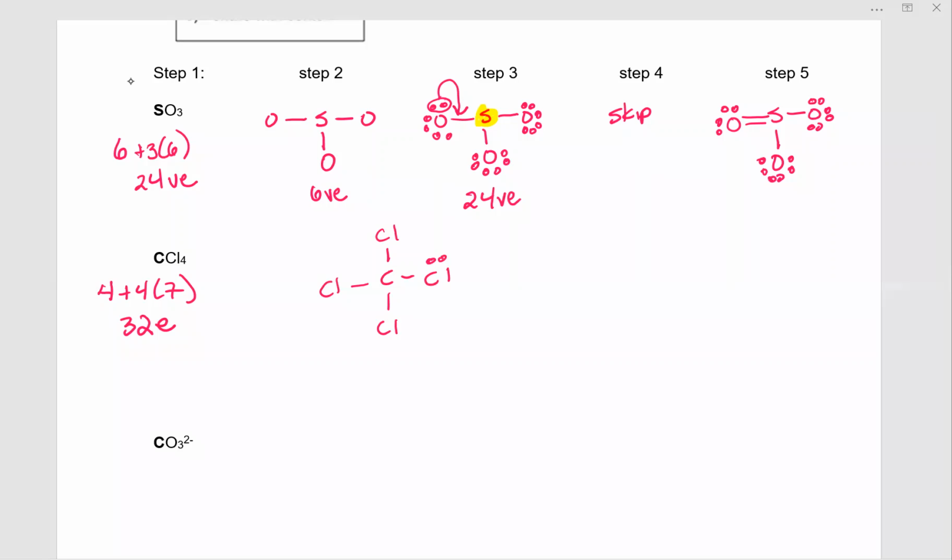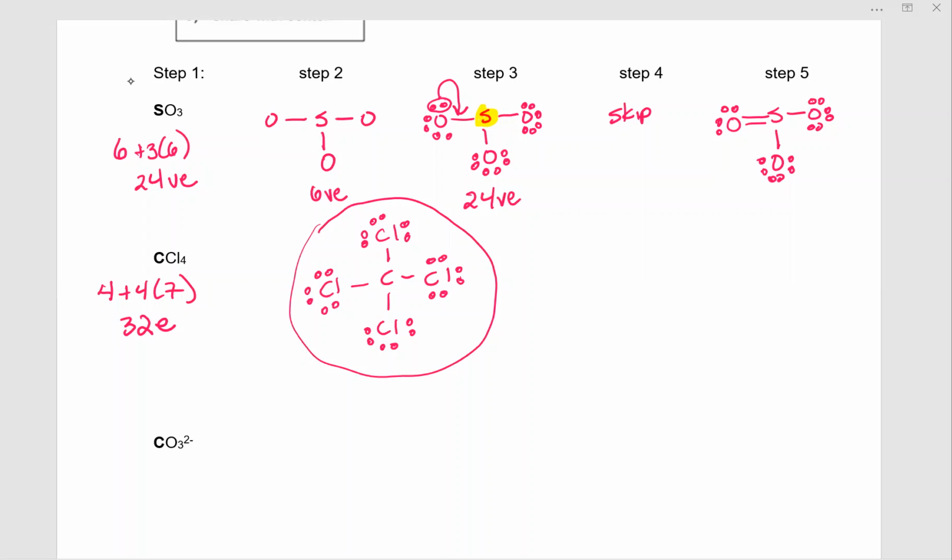Now we're going to fill up each one of the outside atoms. Notice I'm always doing everything in pairs. All right. Now, let's see if all the atoms have the correct number of electrons. I look at the carbon. There are 4 single bonds, so carbon is good. I look at the chlorines, and there's 8 electrons around each of the chlorines. So we're actually done with this structure right here.